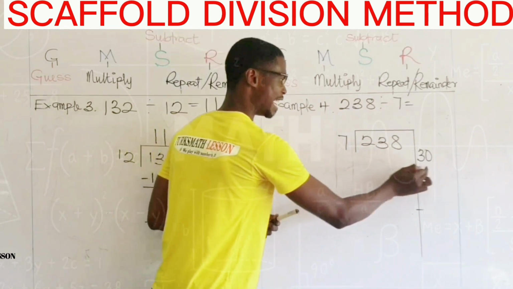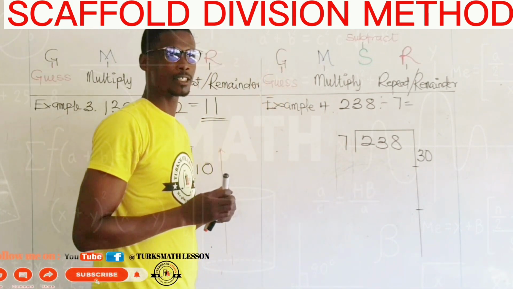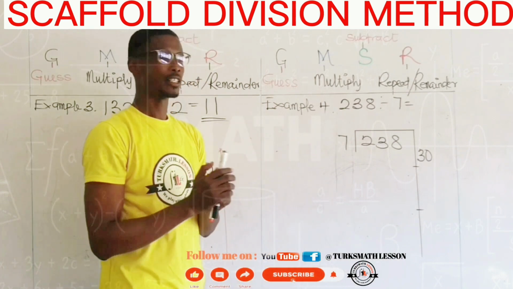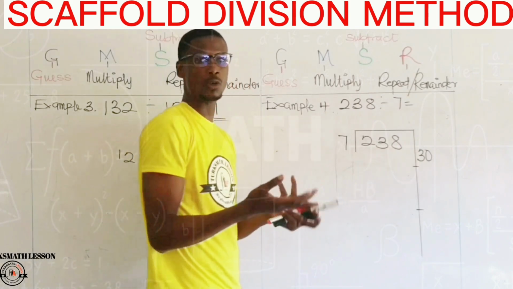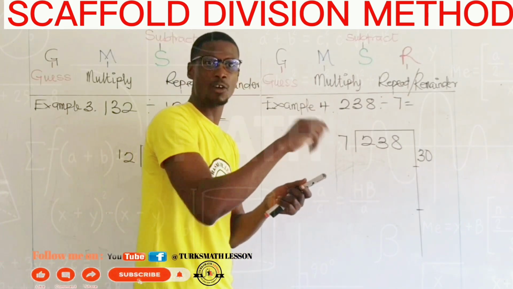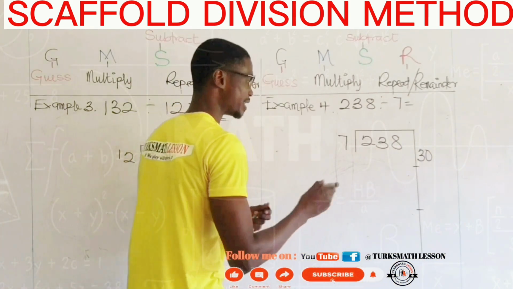Now, 7 times 30. Let's check. 7 times 30. 210. 200 and 10. Because 7 times 3 is 21. Yeah. Right. Attach 21 with 0, I'll get 210. 200 and 10.